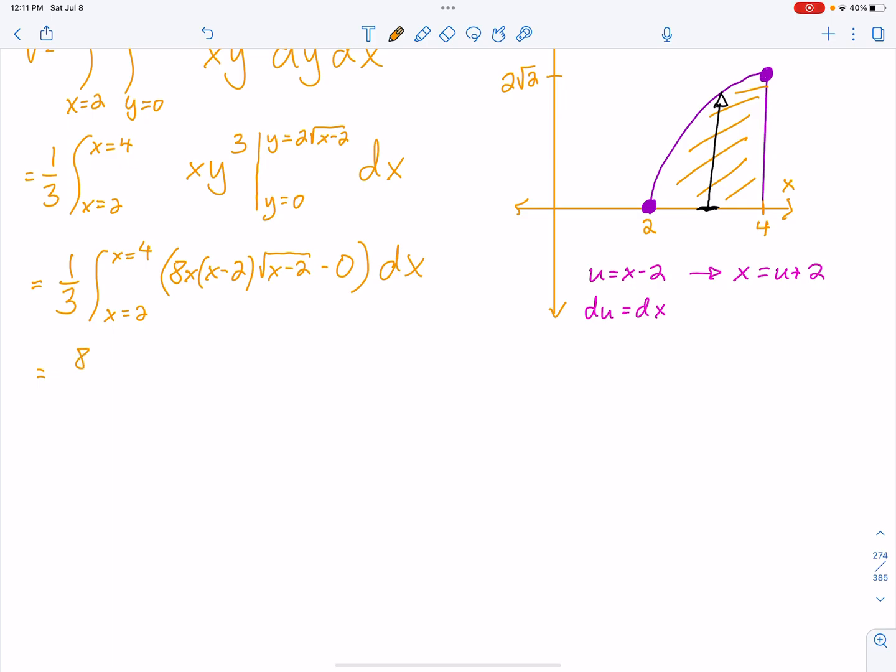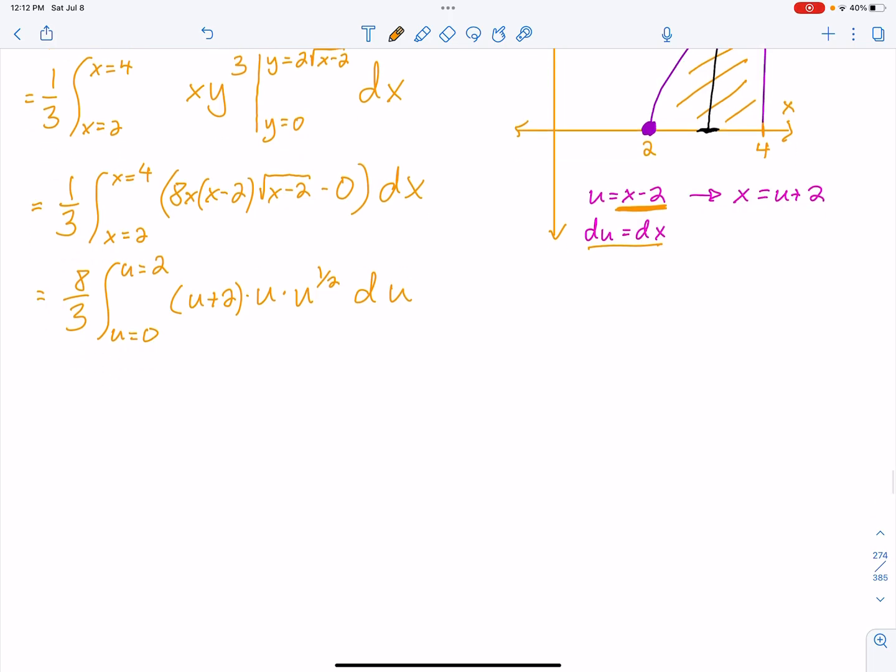I'm going to take that 8 outside. Let's go ahead and change our x values to u's. So if x is 2, u is 0. If x is 4, u is 2. The 8 I pulled out. And then this is where it gets nice. That x becomes a u plus 2. That's great. That's not a big deal. Then I have times u. And then I have times the square root of u. That's where that's nice, because now this becomes u to the 1/2. And then I have du, because it's just a straight shot.